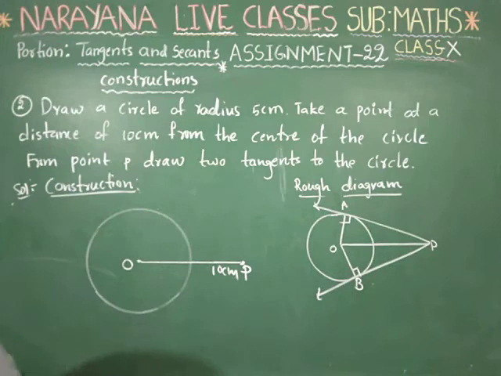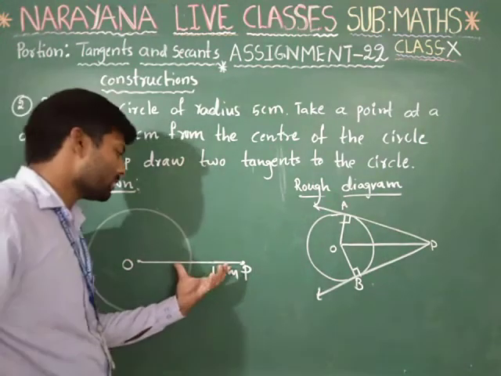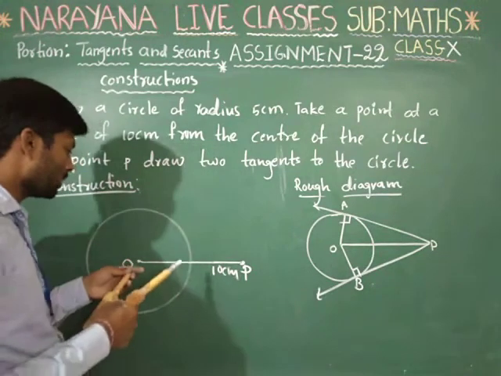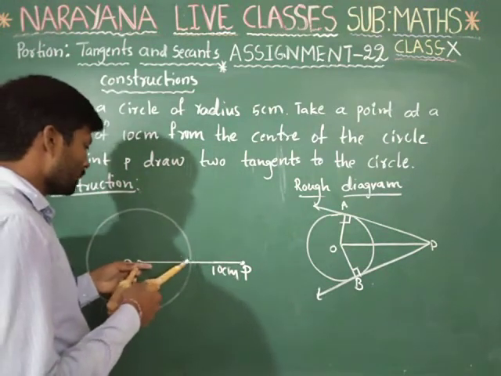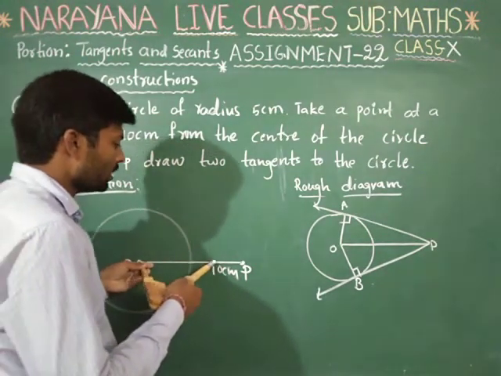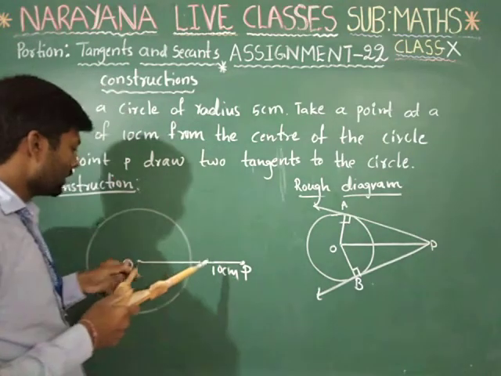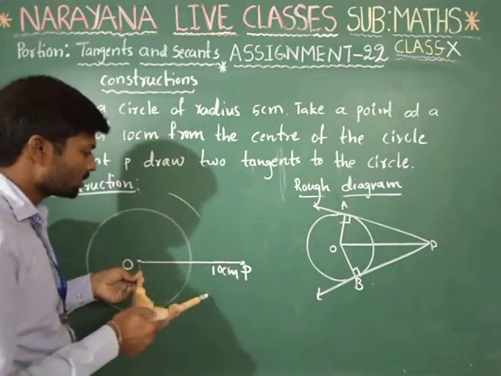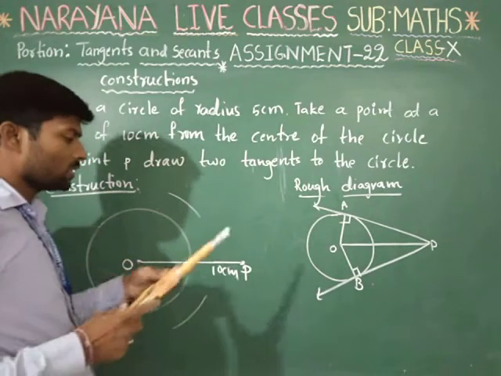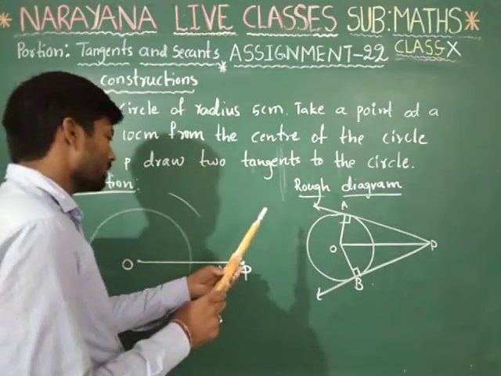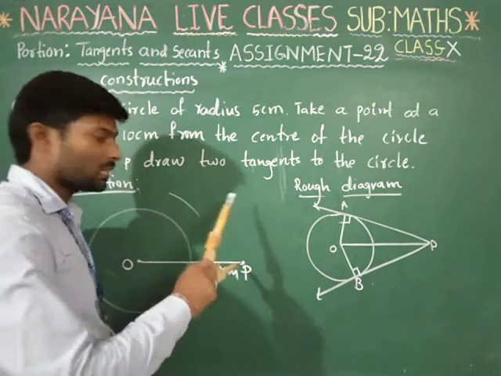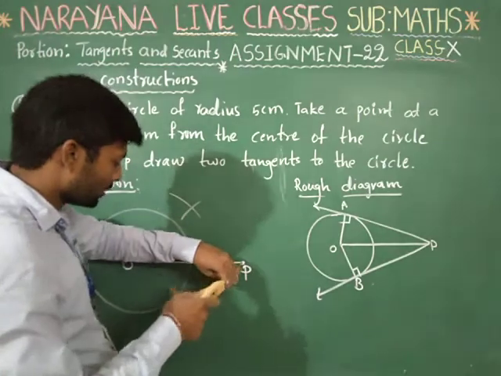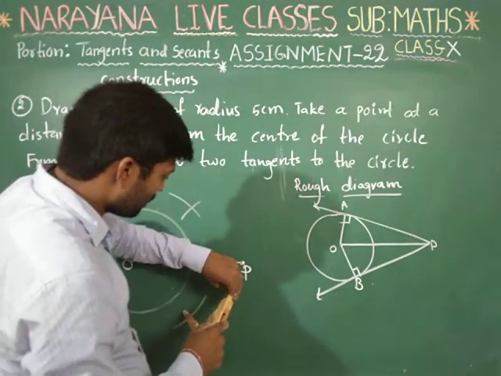Now we have to draw a perpendicular bisector with respect to OP. In order to construct a perpendicular bisector, we take more than half of OP as a radius and take point O as a center. Draw two arcs, one up and one down. Again with the same radius, without changing it, take point P as a center and draw one more arc up as well as down, and these will intersect each other.